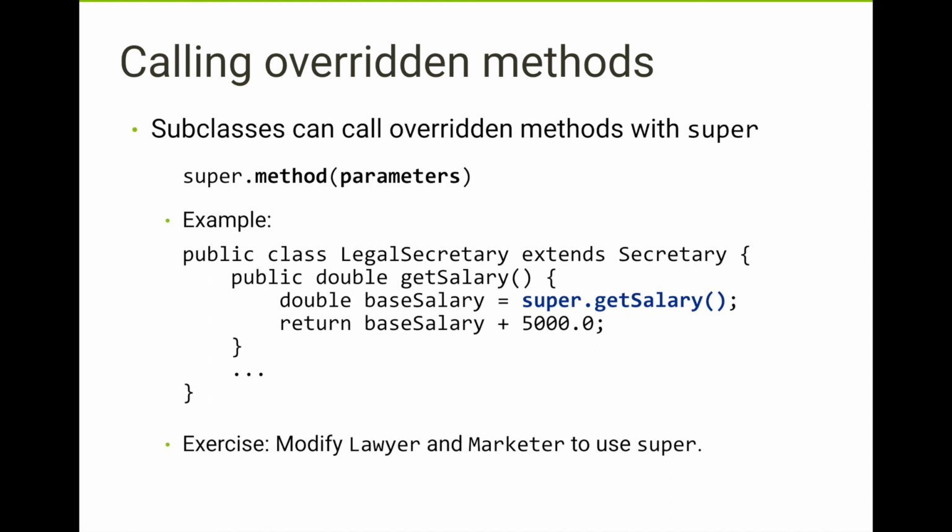But what we can do is in our legal secretary class, we can say, you know what? I know that a legal secretary makes 5,000 more than a regular secretary. So I'm going to get my base salary. I'm going to call my superclass, which is going to go up to the secretary, not the employee. It's going to get the salary for that, and then it's going to add $5,000 to that and return it. All right, so now I want you to go in and modify the lawyer and the marketer class to also use the super keyword, super dot.